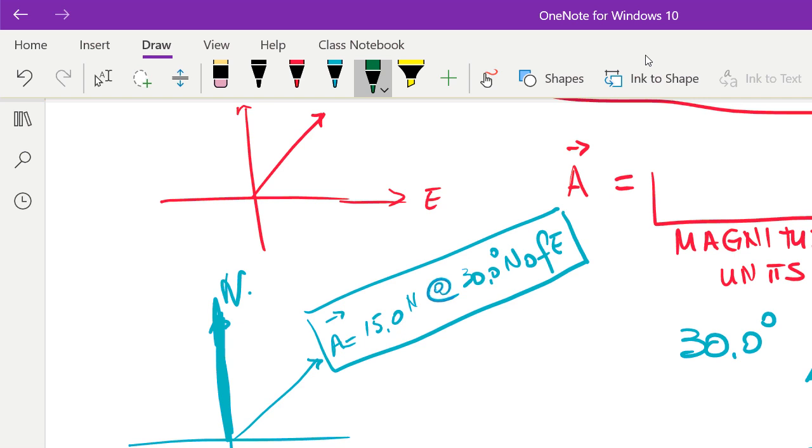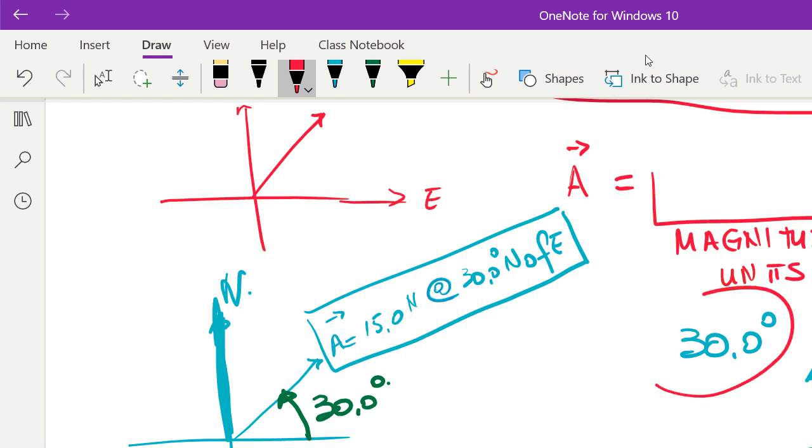Now, the description, the English part of the vector, is telling us that you are going north starting from east. So the angle is 30 degrees. This part here, the angle, is telling us by how much.